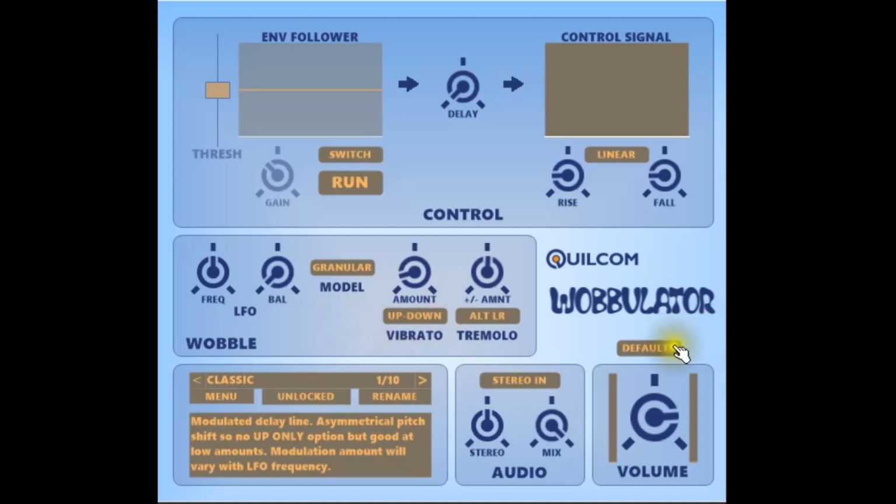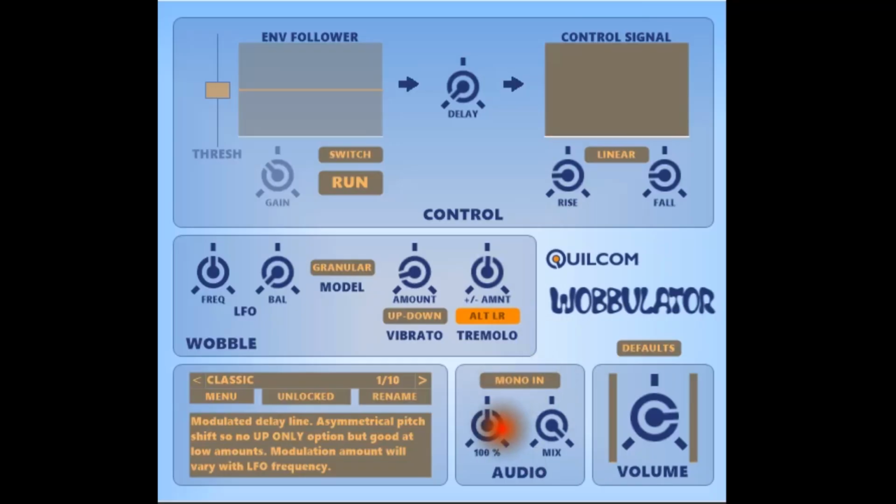And for tremolo, which is amplitude modulation, we can turn on alt left right, which gives a tremolo panning between left and right channels. The plugin itself is stereo, but we can switch to a mono input and we still have potentially a stereo output.